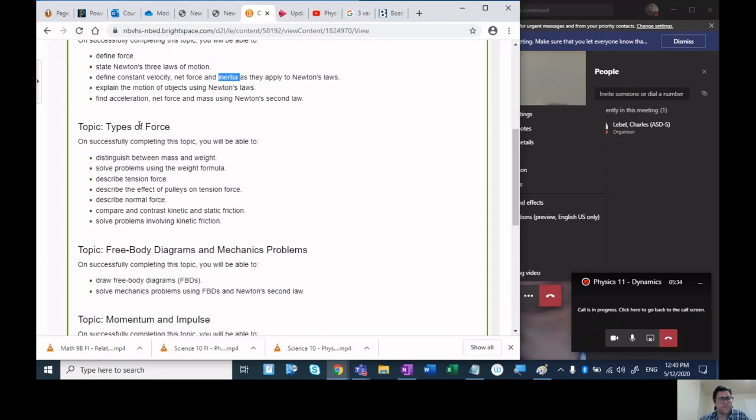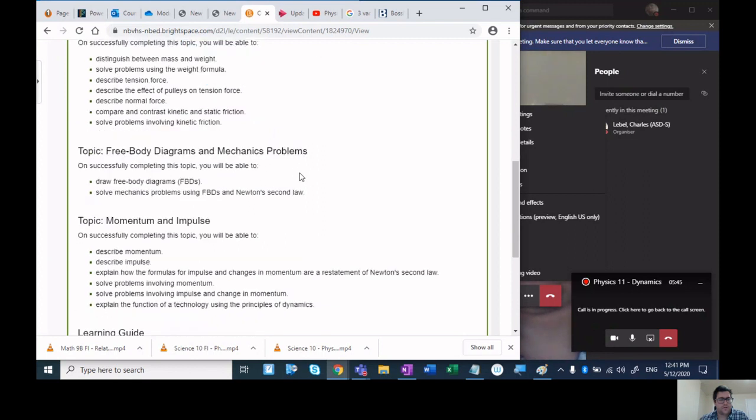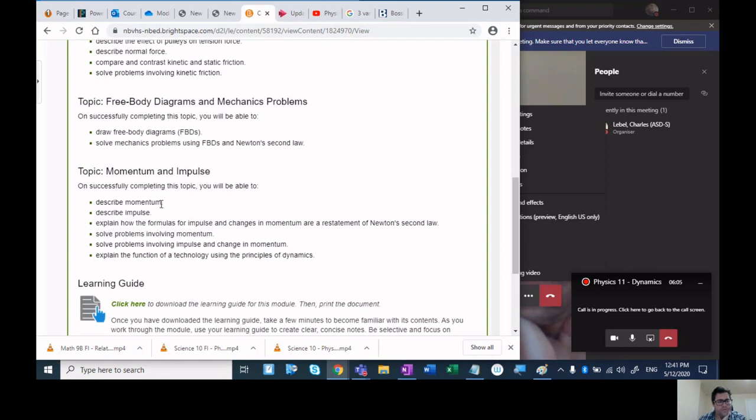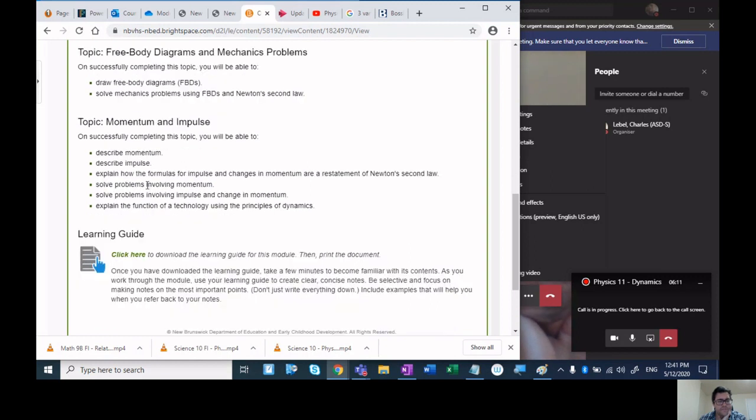Find acceleration, of course. Types of force. Distinguish between mass and weight, not the same. Problem solving with weights. Tension force, normal, compare. This is the whole module they're talking about. Free body diagrams, mechanics problems. So we'll be drawing, and solve using Newton's second law, F equals ma. Momentum and impulse. Okay, we'll get back to that if we have time. There are formulas for both.